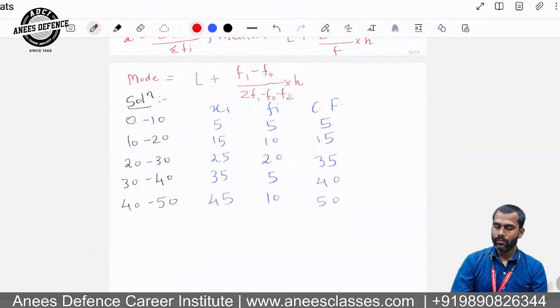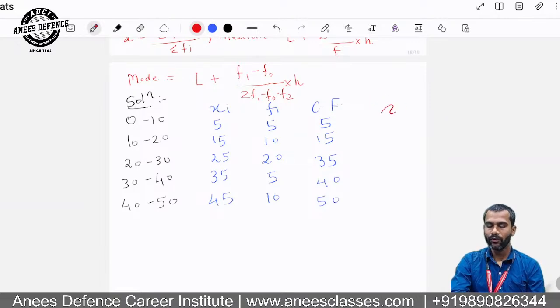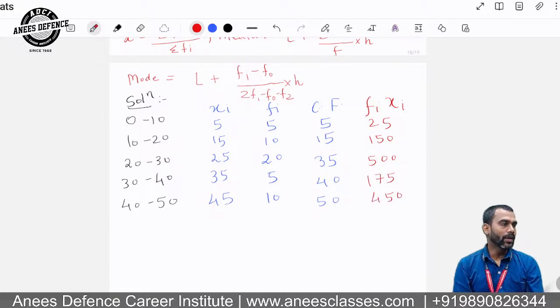For mean, we need to find out fixi. What is fixi? 25, 150. Here, 25 into 20, 500, 35 into 5, 175, and 45 into 10, 450. We could have used the assumed mean method, as we are getting larger values.